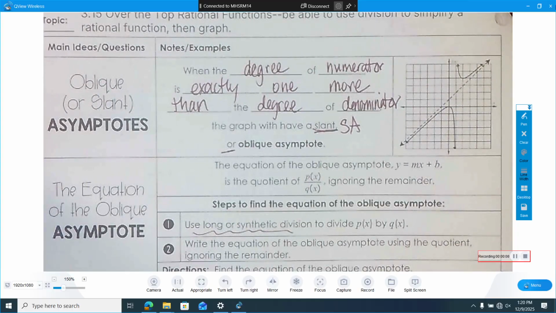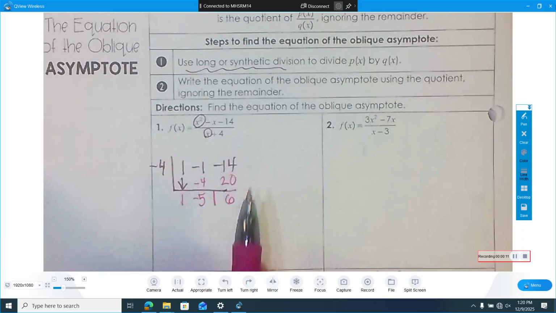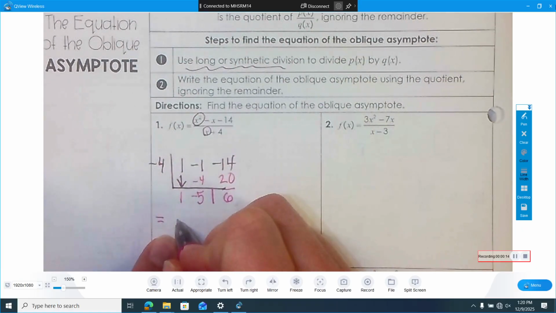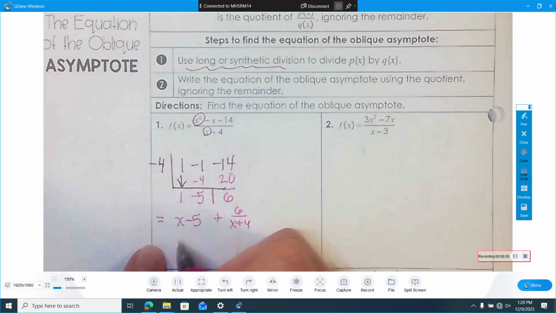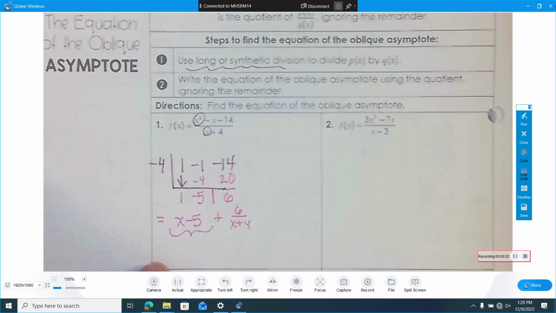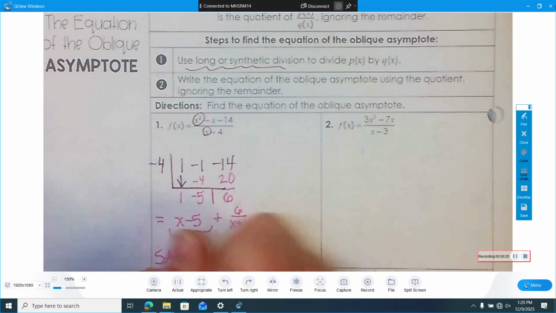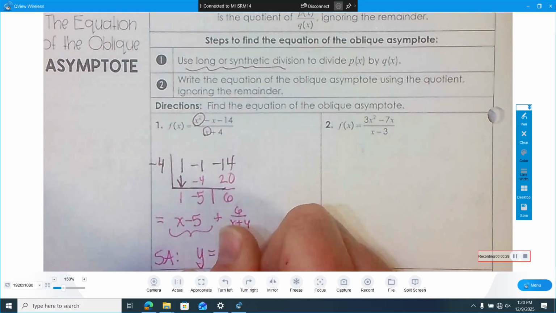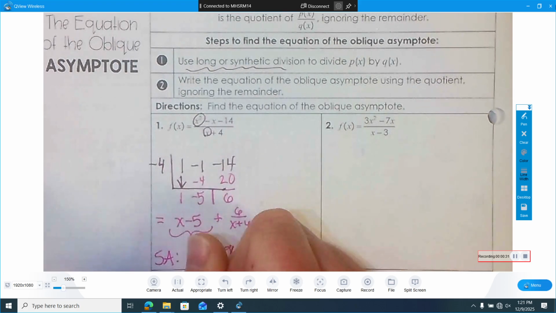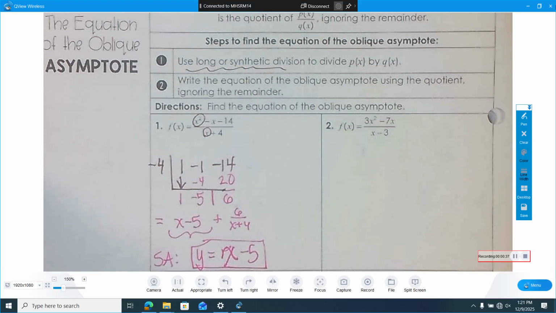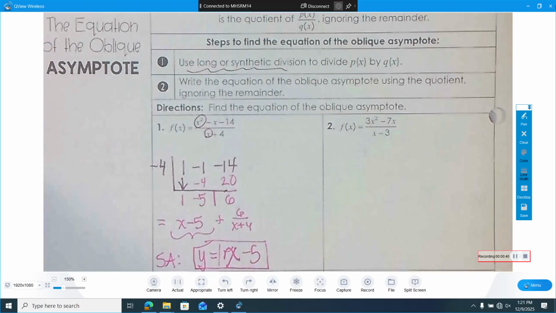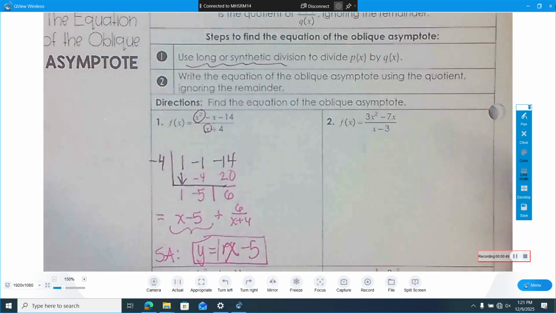Okay, great. And then we're going to do some synthetic division. And so this turns out to be x minus 5 plus 6 over x plus 4. Good. Right here, this is your slant asymptote. So your slant asymptote is y equals x minus 5. It's that quotient portion of our division. And graphically, that would be the line 1x minus 5. So you start at negative 5 and go up 1 over 1, up 1 over 1. Nice little slanty line.